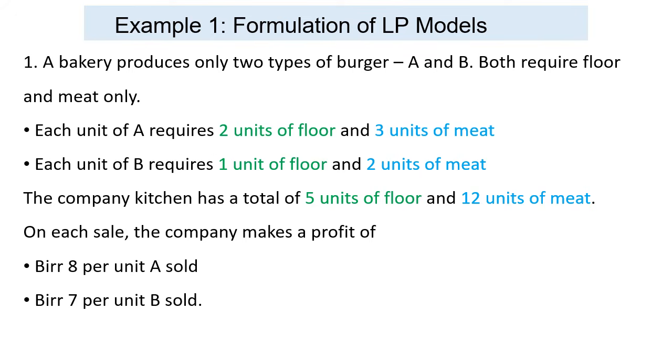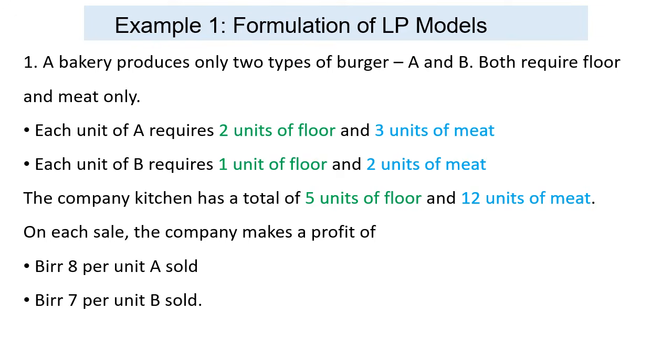A bakery produces only two types of burger, type A and burger type B. Both burgers require flour and meat only. Each unit of burger A requires 2 units of flour and 3 units of meat, whereas burger B requires 1 unit of flour and 2 units of meat. The company kitchen has a total of 5 units of flour and 12 units of meat.